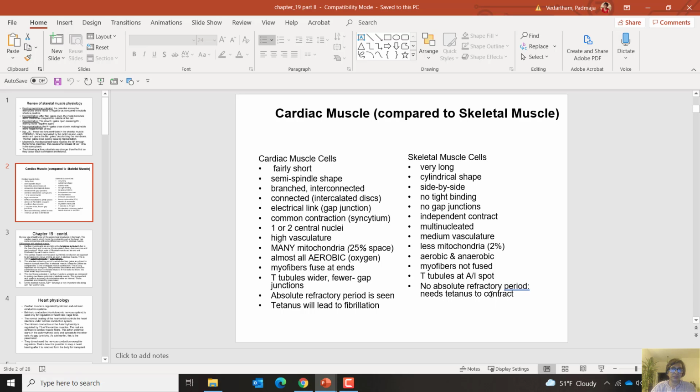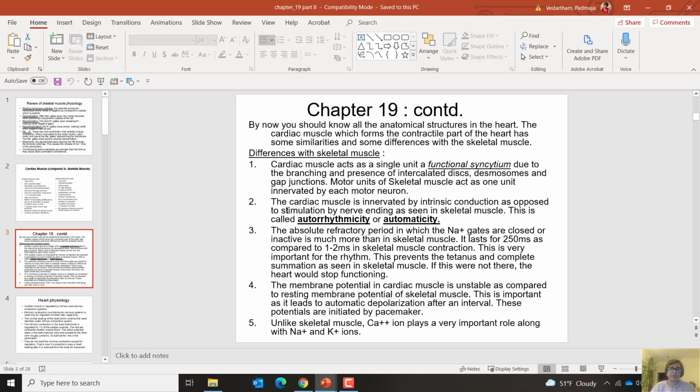You need tetanus in order for the skeletal muscles to contract. And here, if tetanus does occur in the heart, that is going to lead to fibrillation, meaning you don't have a proper electrical stimulus. Okay, so that is the heart attack happening. All right, so those are some of the similarities and dissimilarities we see between cardiac muscle and skeletal muscle.